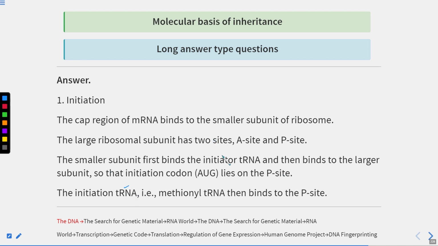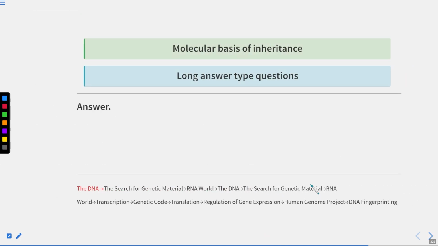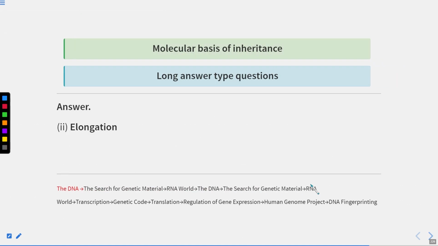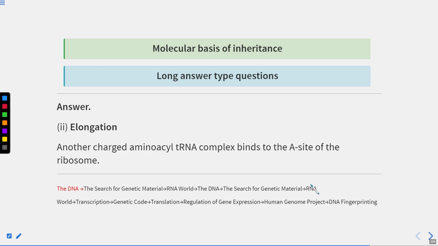Now the initiation transfer RNA consists of methionine transfer RNA. So the initiation transfer RNA is also known as methionine transfer RNA, which binds to the P site where the initiation codon is present. Now the initiation codon consists of AUG. So AUG codes for methionine. That's why the transfer RNA will bring methionine and it is known as methionine transfer RNA.